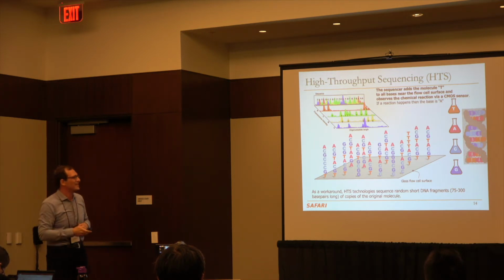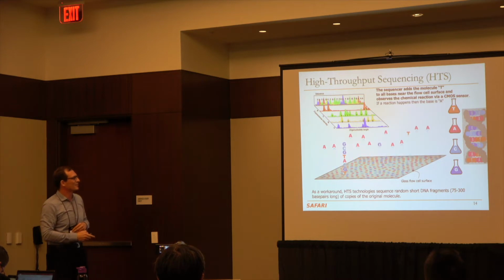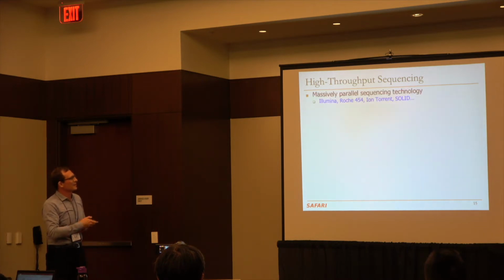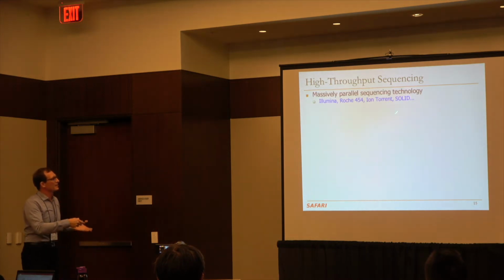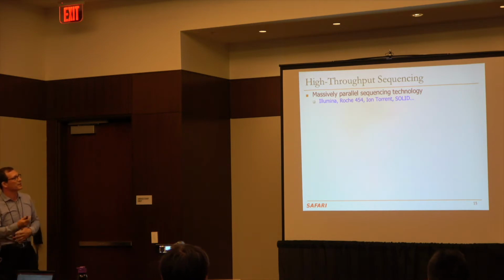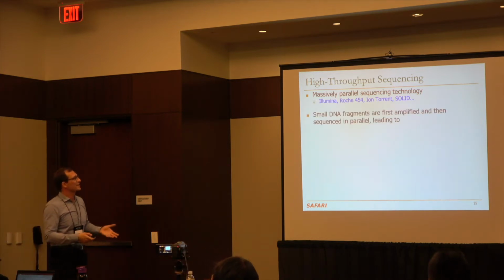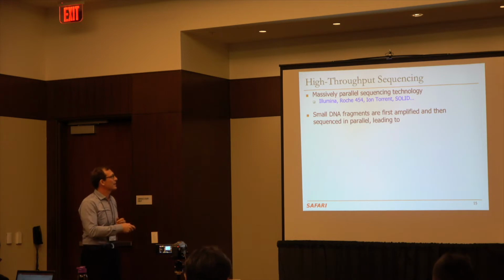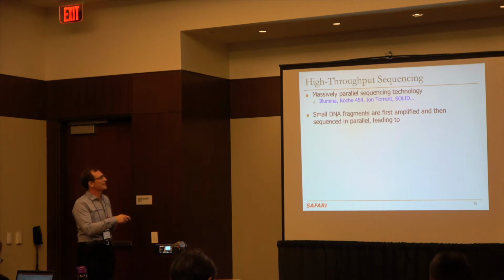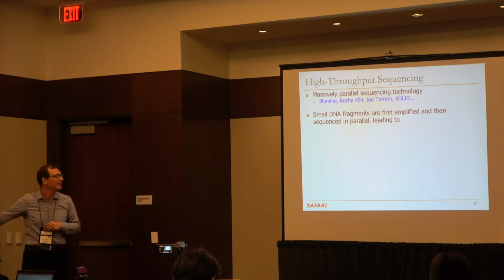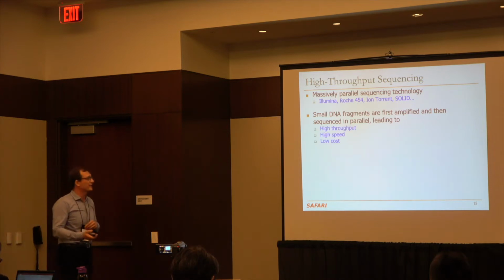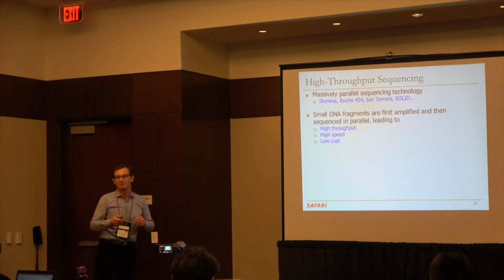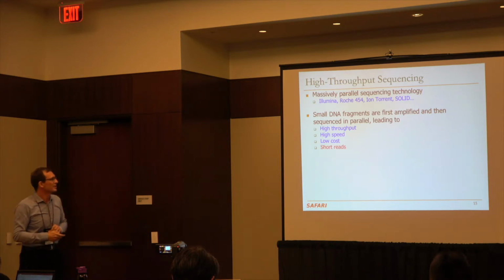The technology is also fascinating, but we don't have time to go over that. And there are many other technologies. So these are some of the high throughput parallel sequencing technologies. What they have in common is that they take small DNA fragments, first amplify them, and sequence them in parallel. As a result, they do it at very high throughput, very high speed, and relatively low cost.